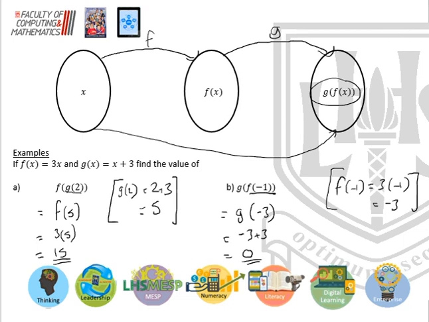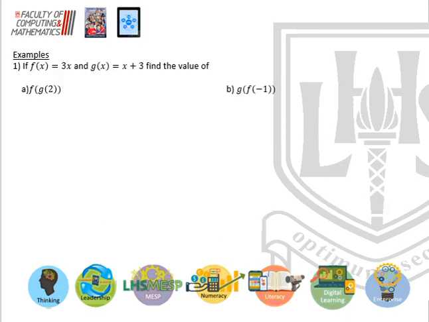Now that's evaluating composite functions at a given value. We know what x is, basically. We know it's 2, we know it's negative 1. It just means you're doing one function first. In the first case, f of g of 2 means you're doing the g of 2 first, and then f. And g of f of minus 1 means you're doing f of minus 1 first, and then you're applying the function g to it.